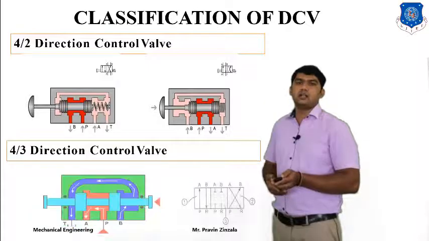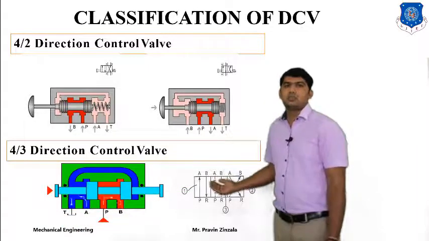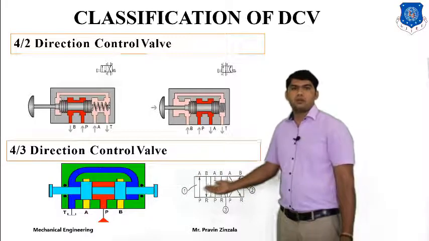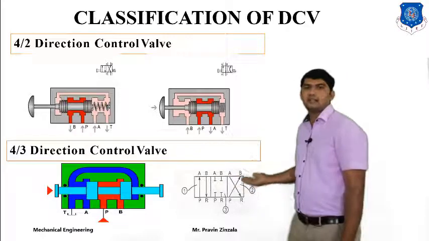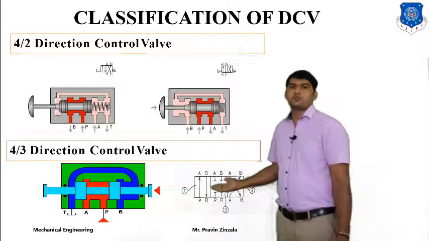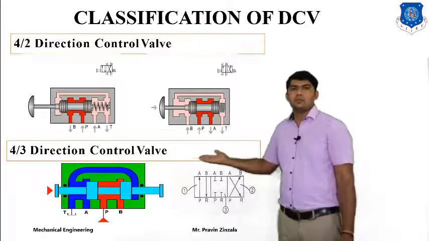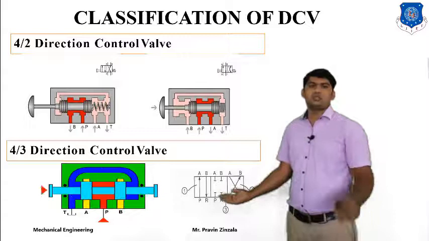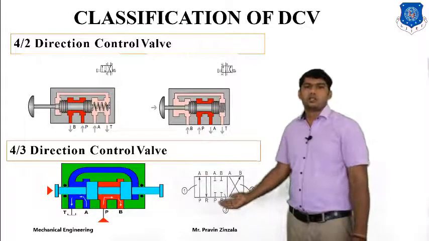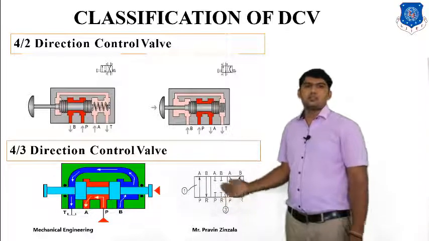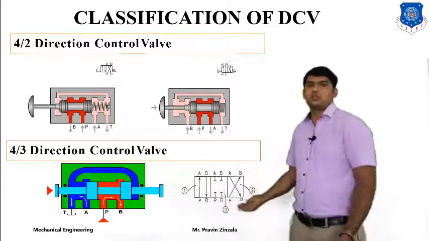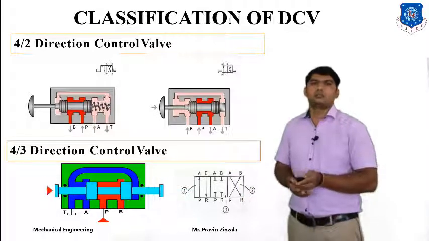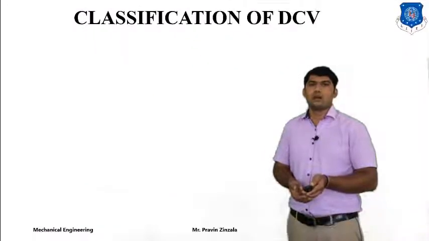Next example is the 4 by 3 direction control valve, which means there are 3 positions. So we design the direction control valve using squares. The first square is the first position, this is the second and this is the third position. In the first position, fluid will pass from P to A, and at the same time from B to T. In the second position, there will be no output, which means it is in a steady position. P will be in the stop position, so there is no output. In the third position, P will be connected to B and A will be connected to T. So it's called a 4 by 3 direction control valve.